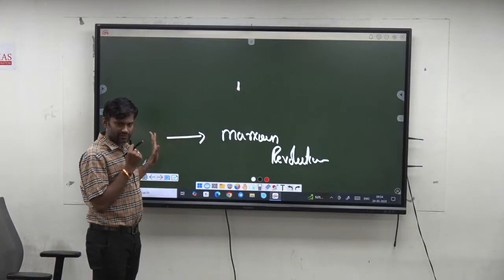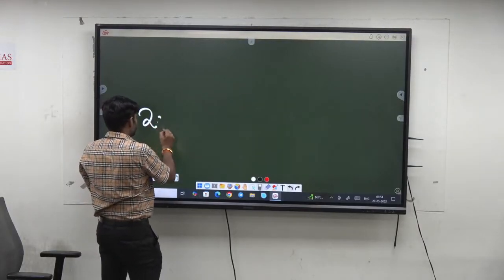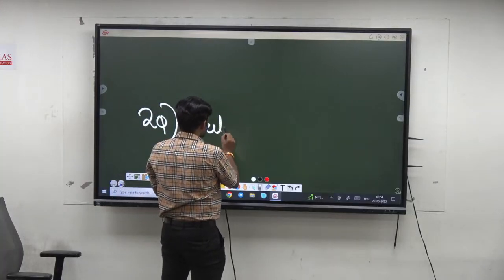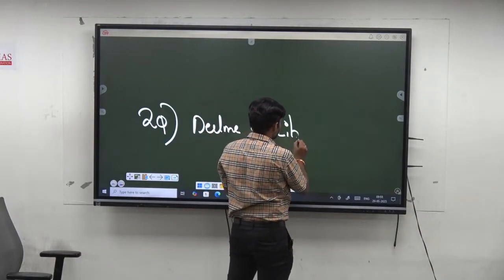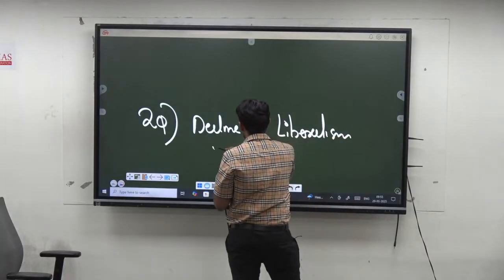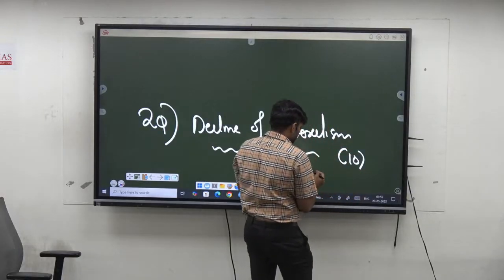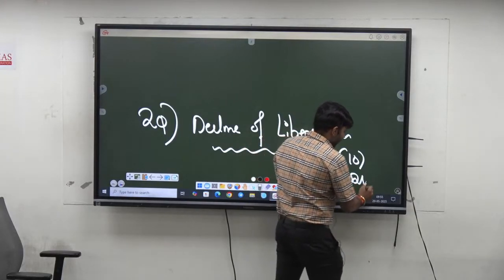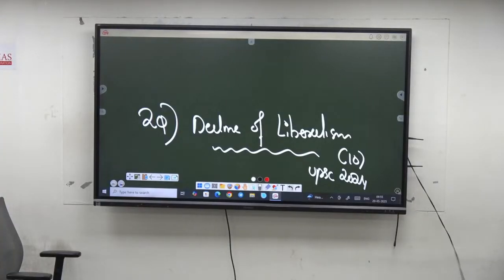Any doubt here? The next question they've asked, the second question, again for 10 marks: Decline of liberalism. This was asked for 10 marks in UPSC 2024. So again, if you look at this question, it's a topic on ideologies.